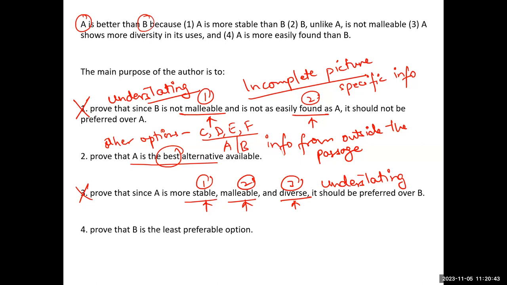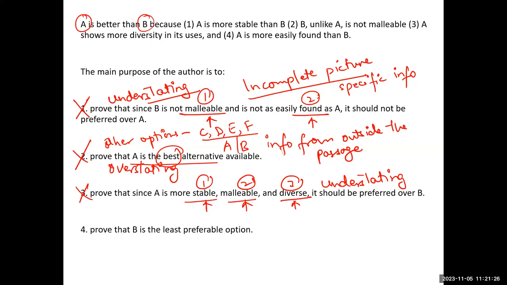So if you want to prove that A is the best alternative available, you will need information from outside the passage. What information will you need? Are other options available? If they are available, how do they compare with A and B? Only then you can say that A is the best alternative available. So any option that requires information from outside the passage, we say it goes beyond the scope of the passage and it is overstating the main idea. Did you understand?